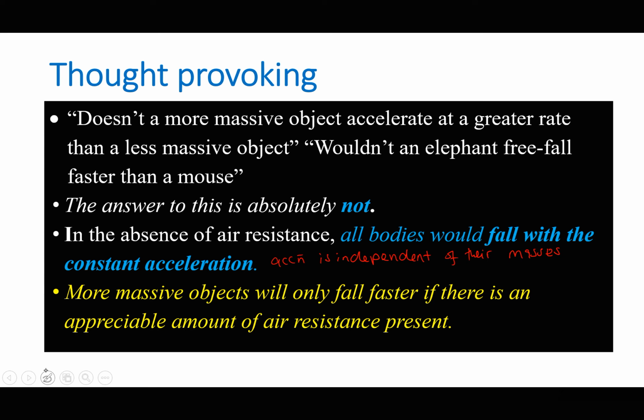More massive objects will fall faster if there is an appreciable air resistance because the air resistance will make the terminal velocity of the mouse very small. So it will move at a lower speed than the elephant. But if there is no air resistance, all bodies will fall with the same constant acceleration because the acceleration is independent of the masses of these objects.